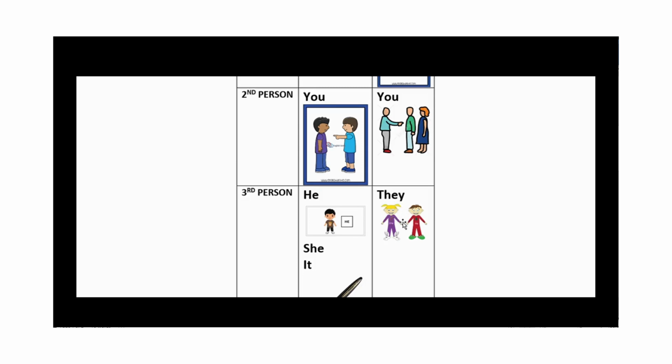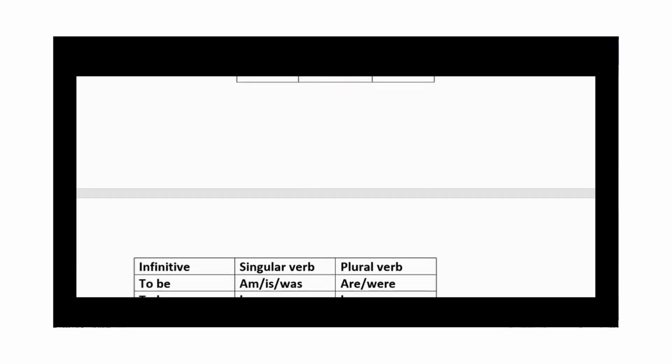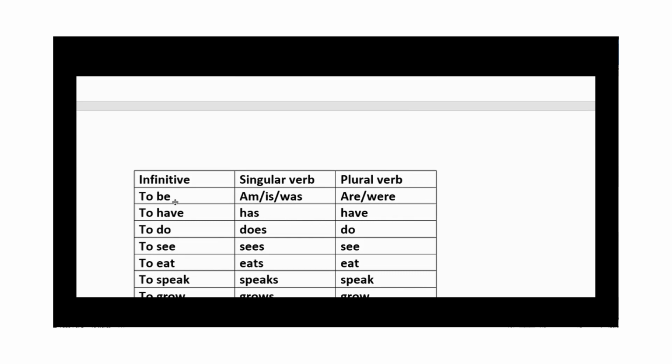Now, how do we make this subject agree with the verb? How do we make the verb agree with the subject? How do we make the subject and verb agree? Before we talk about that, let me explain this table. Here we have verb infinitives. These are verb infinitives. A verb infinitive is when you have the original form of the verb with the word to in front of it. To be, to have, to do, to see, to eat, to speak, to grow, to run, to work, and more.